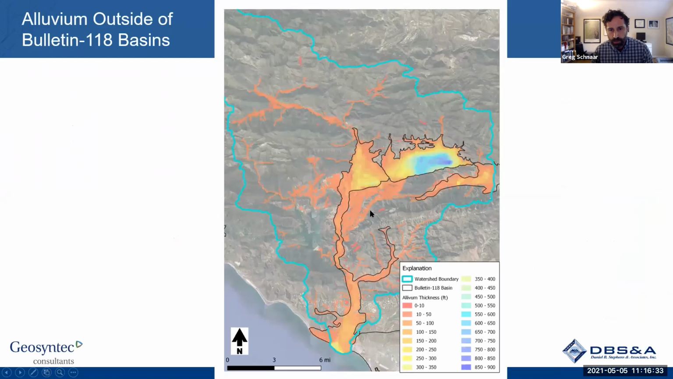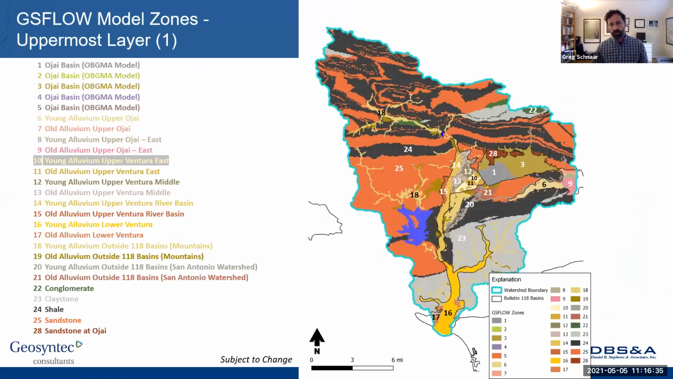And so when we say the GSFLOW zones, what we mean is that every 330-foot grid cell in MODFLOW and GSFLOW is assigned a zone, and within that zone there are common properties like hydraulic conductivity and storativity, and other parameters that relate to recharge. And so in a large scale model like this, there is some grouping to generalize that.